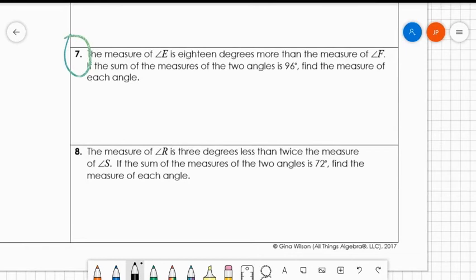This is kind of similar to some word problems that we did before, where it was like, well, I have two numbers where one is 4 times greater than the other one or something like that, and their sum is 85 or something. It's very similar to that. We're just putting it in the context of an angle this time, but solving it is very much the same. So I'm saying the measure of angle E is 18 degrees more than the measure of F.